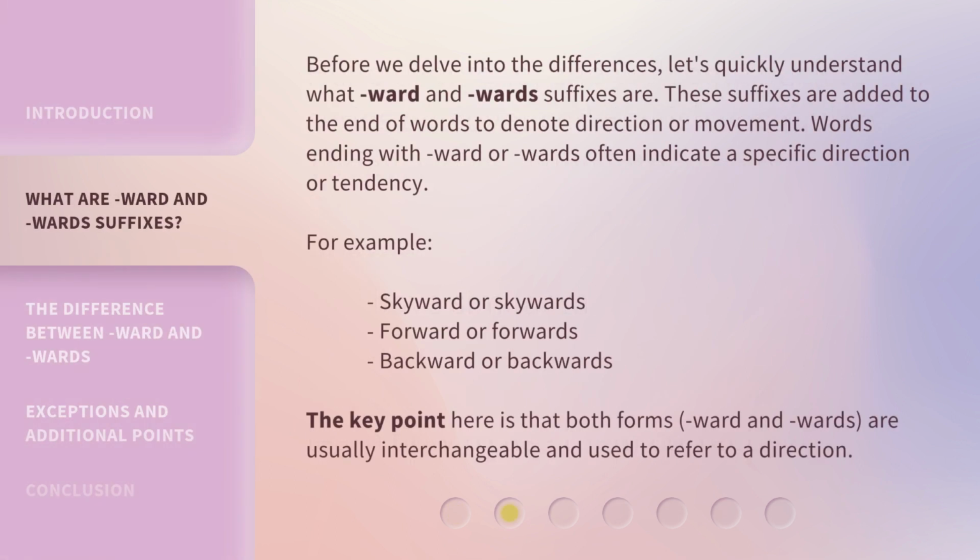Before we delve into the differences, let's quickly understand what -word and -words suffixes are. These suffixes are added to the end of words to denote direction or movement. Words ending with -word or -words often indicate a specific direction or tendency. For example, skyward or skywards, forward or forwards, backward or backwards. The key point here is that both forms, -word and -words, are usually interchangeable and used to refer to a direction.